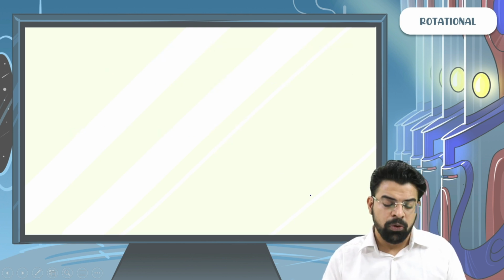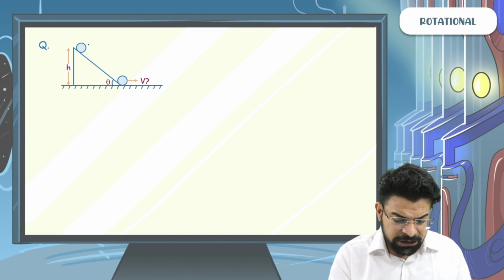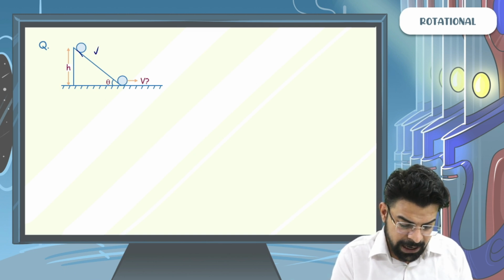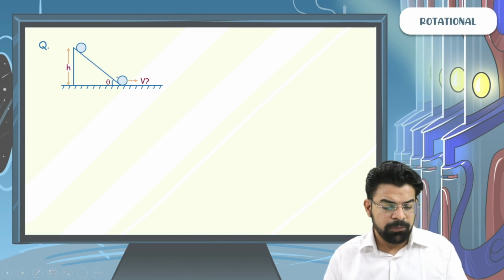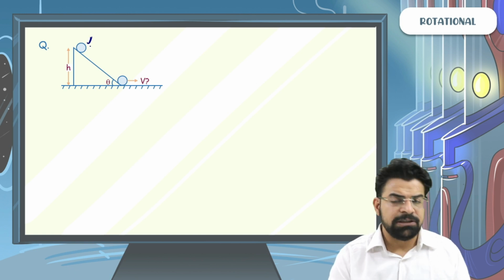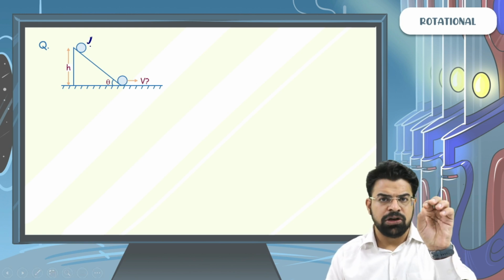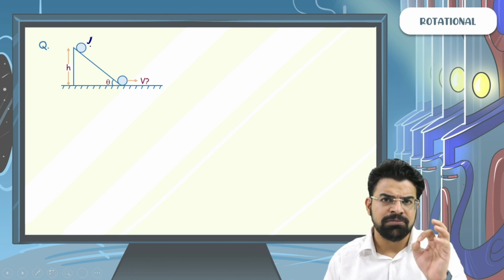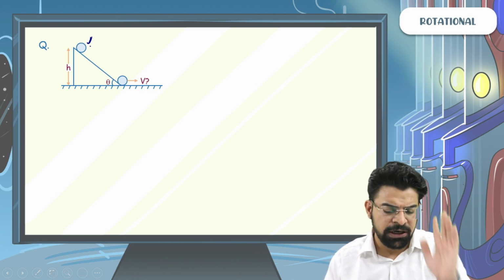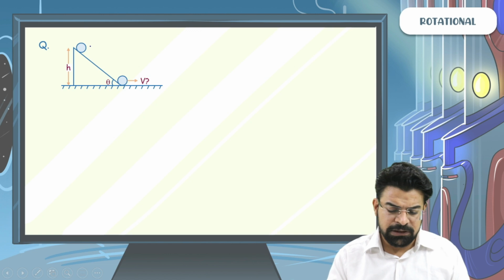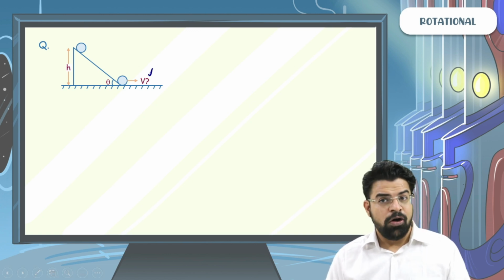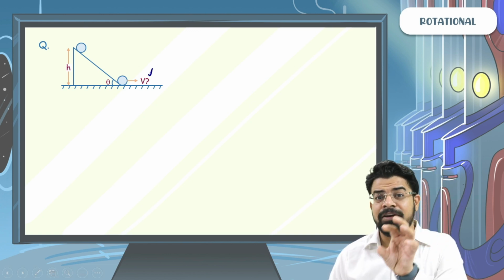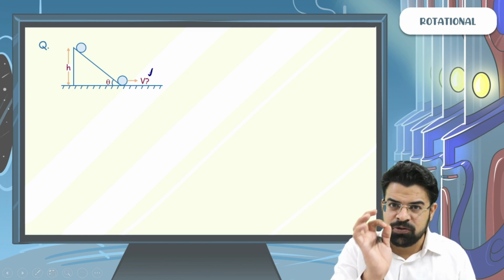So let's talk more. Here we have an inclined surface. From the top of the inclined surface, we have released a circular object. It might be a ring, disc, hollow cylinder, solid cylinder, anything. The question is, what will be the speed of this circular object when it reaches the base? But there is a twist in the question.